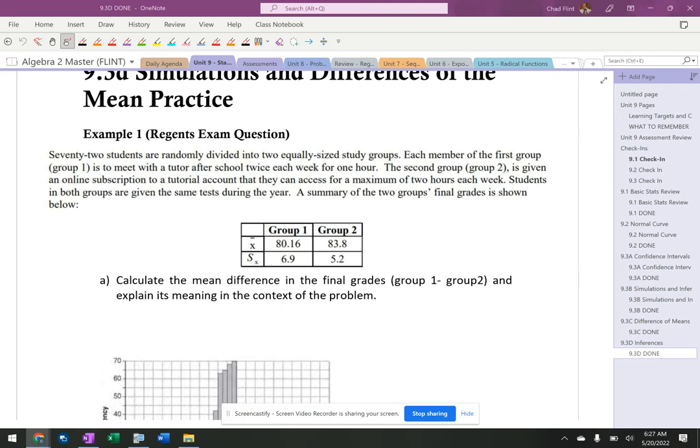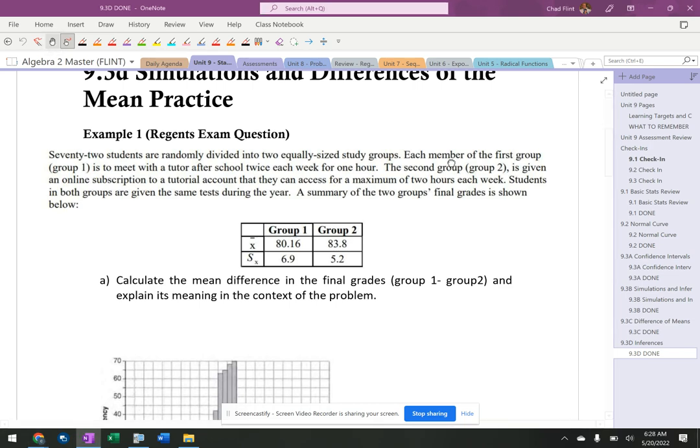Some more practice problems. These are more centered around Regents questions. So we'll take a look at these here. So 72 students are divided into groups. The first group meets with a tutor. The second group gets an online subscription, and they're given the same test during the year, and you've got their means and their standard deviations.